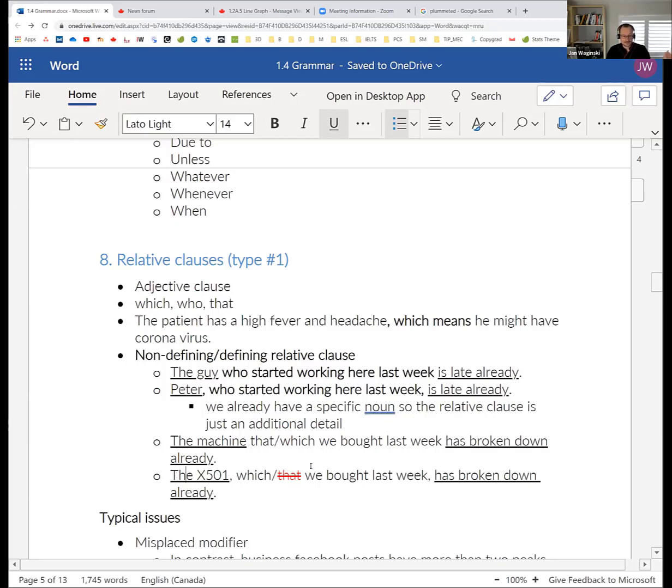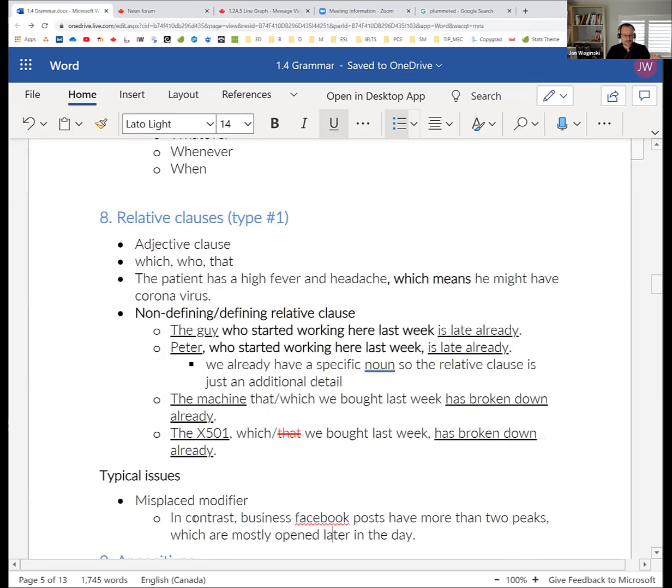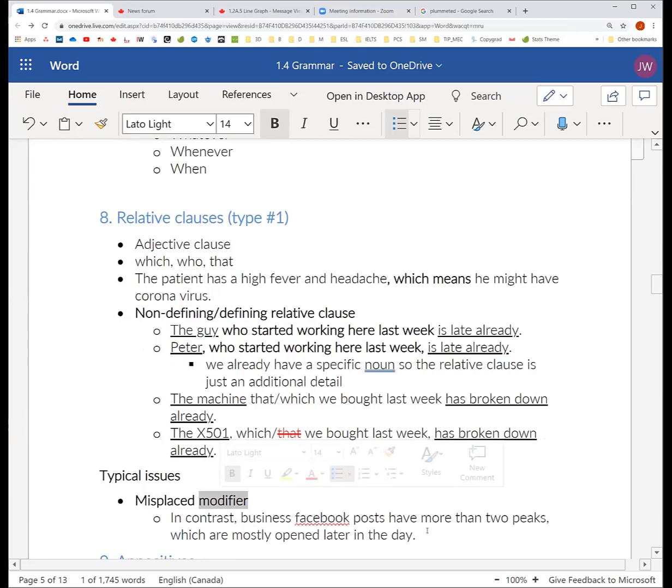Now, a typical issue with relative clauses. So the punctuation in a relative clause, it's important, but it's not a killer to the extent that this issue is. This is what's called a misplaced modifier. You might hear me using this word modifier. Excuse me. Yep, go ahead.